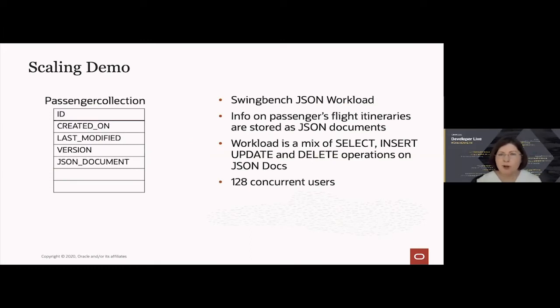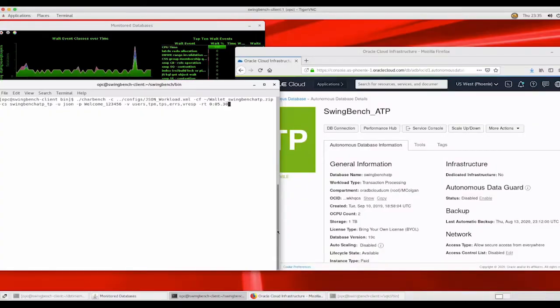Now, we've talked a lot about the theory. Let's take a look at a demo of this in action. What I'm going to do is use SwingBench, which is a free workload generation tool for the Oracle database. And it's going to run 128 users using a JSON workload against my Autonomous Database.